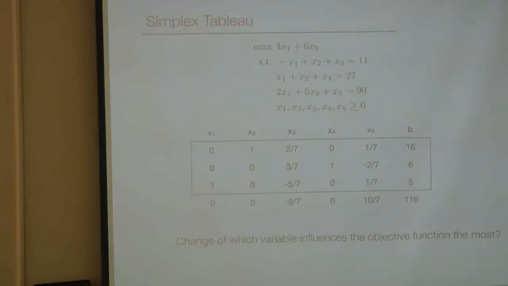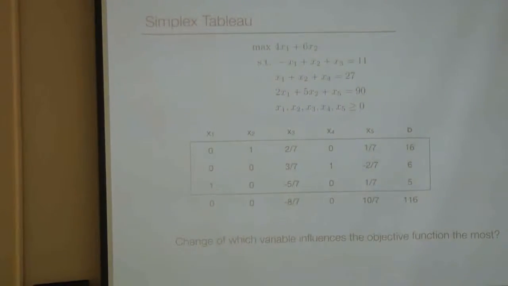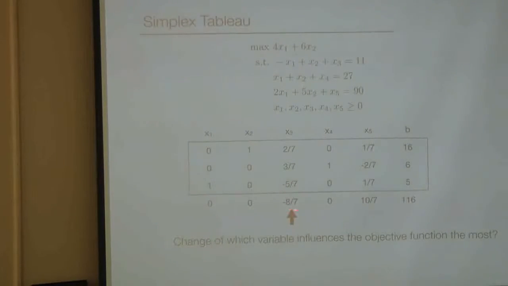So again, same question. Which variable should we increase so as to maximize the value of the objective function? Well, we have to choose the one which has the smallest negative coefficient here, because only those negative coefficients can influence the function value. Which constraint will be violated first if we start increasing x3?